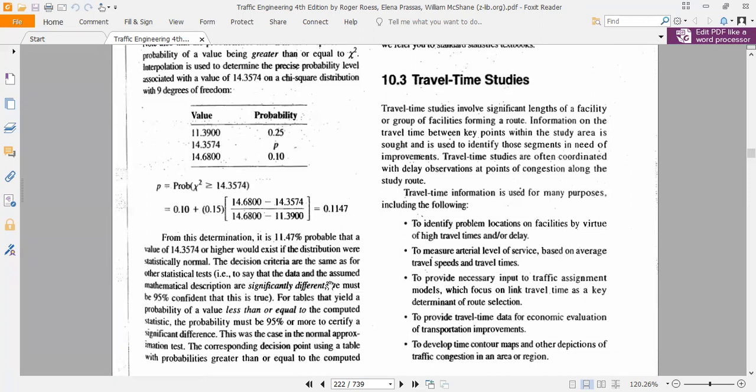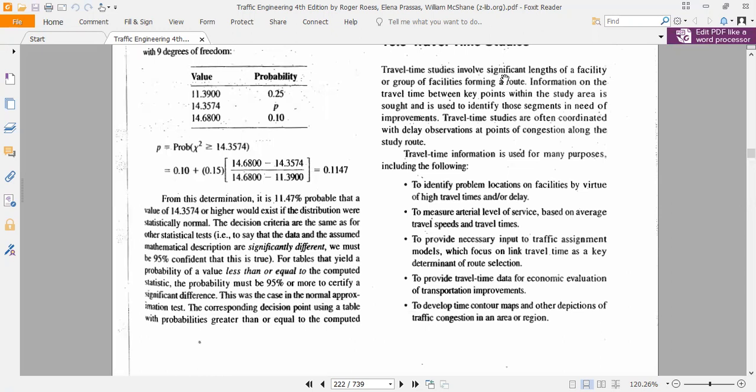The next one is the travel time studies. Travel time studies involve significant lengths of a facility or group of facilities forming a route. Information on the travel time between key points within the study area is sought and is used to identify those segments in need of improvement.